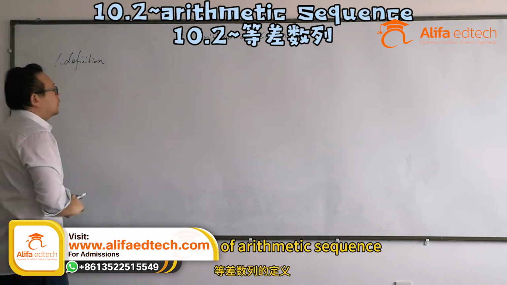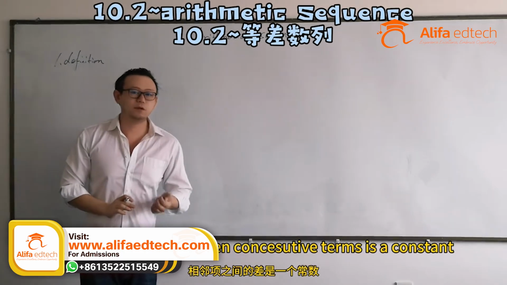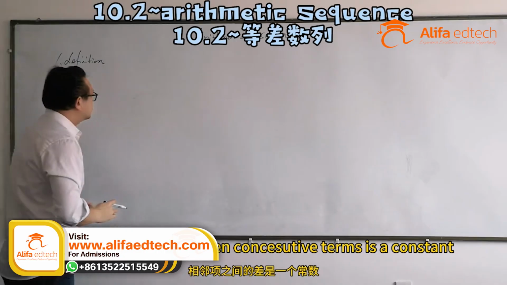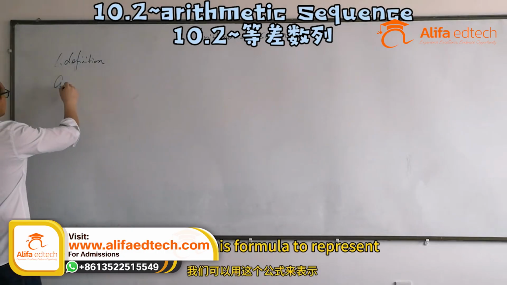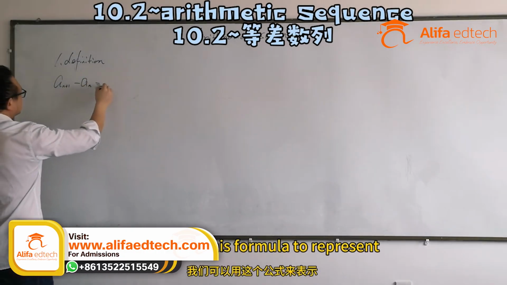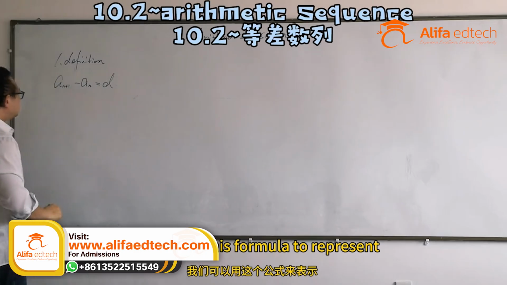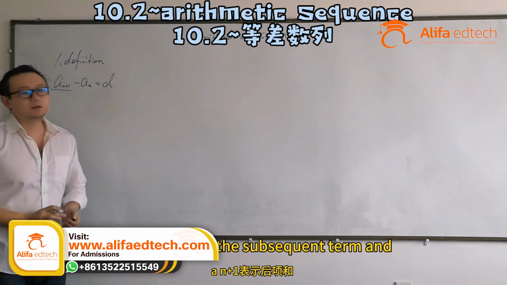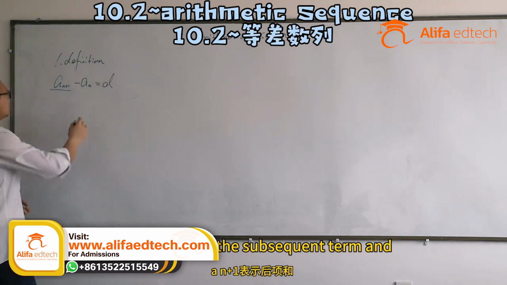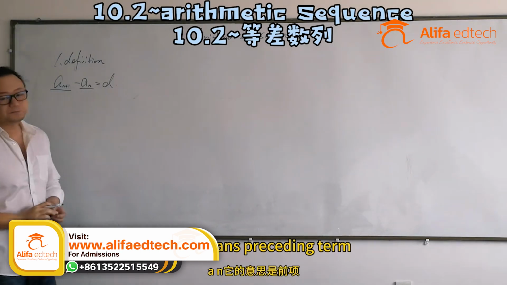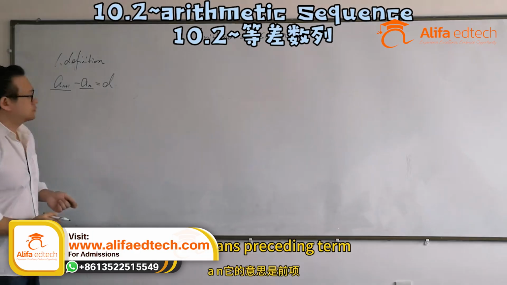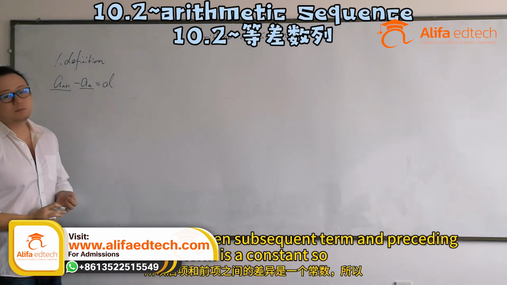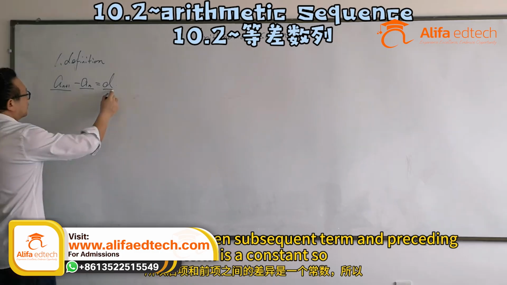The definition of arithmetic sequence is that the difference between consecutive terms is a constant. We can use this formula to represent it. a(n+1) means the subsequent term, and an means the preceding term. So the difference between the subsequent term and the preceding term is a constant.